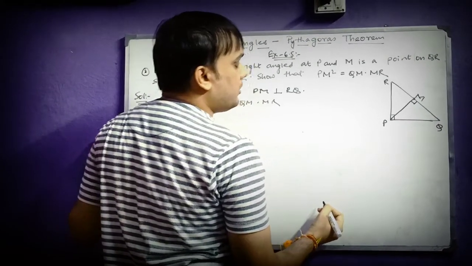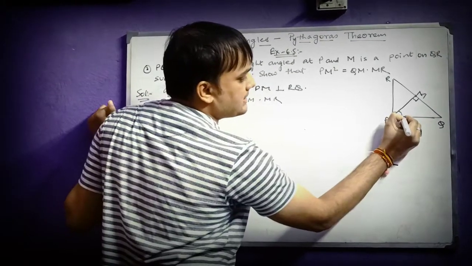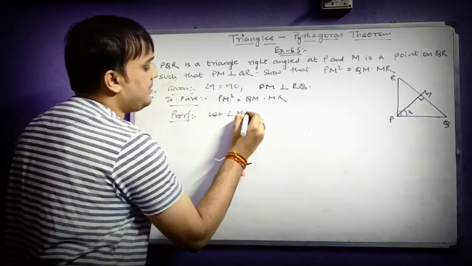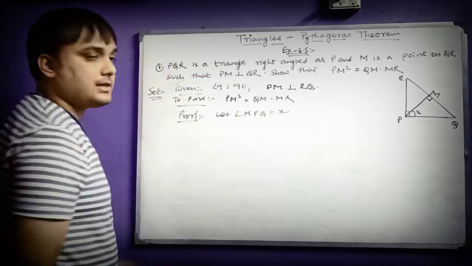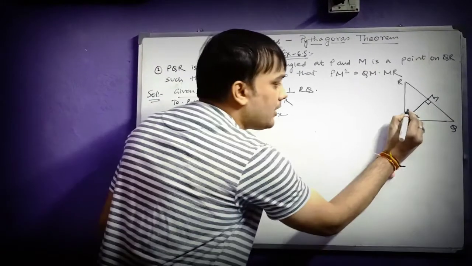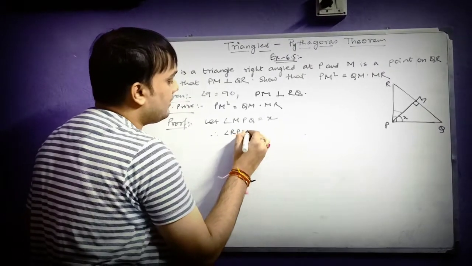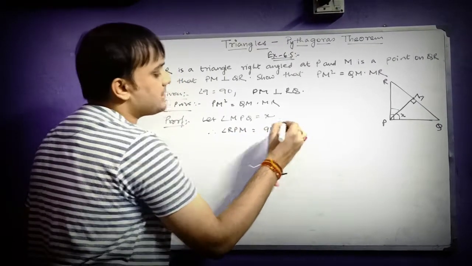First, what we will do. Let us take this angle as x. Angle NPQ, let angle NPQ be x. So what will be the value of this angle RPM? Angle RPM will be 90 minus x.